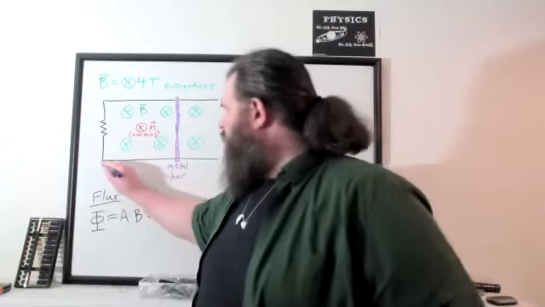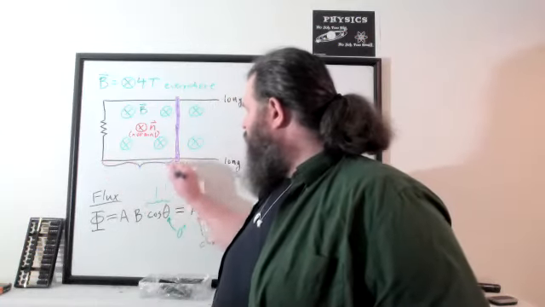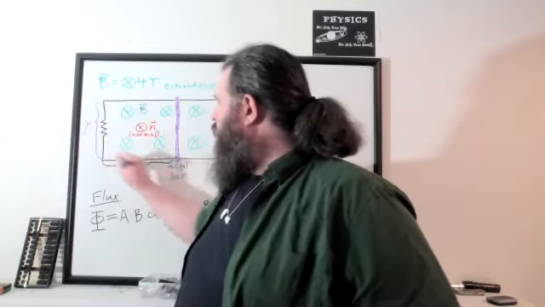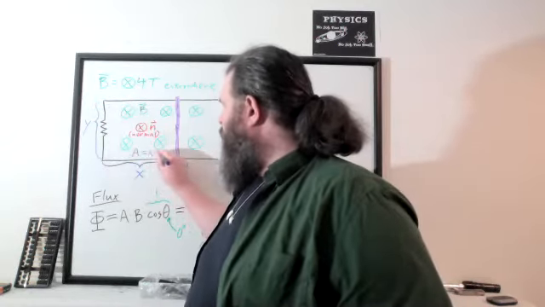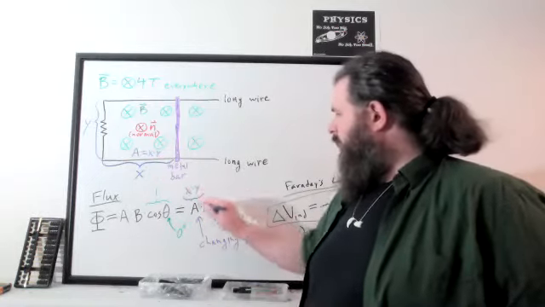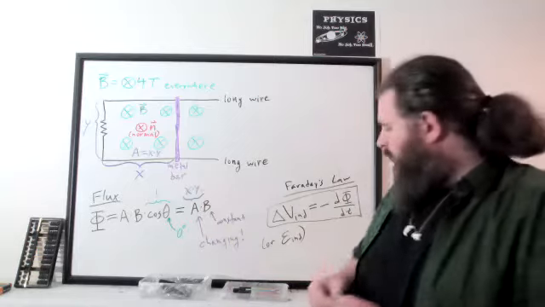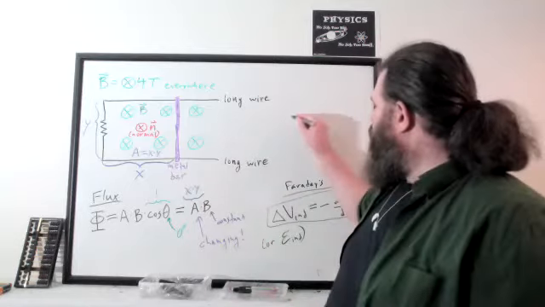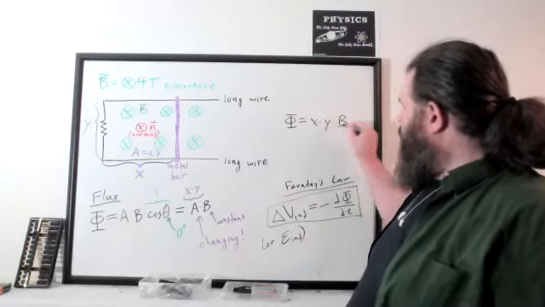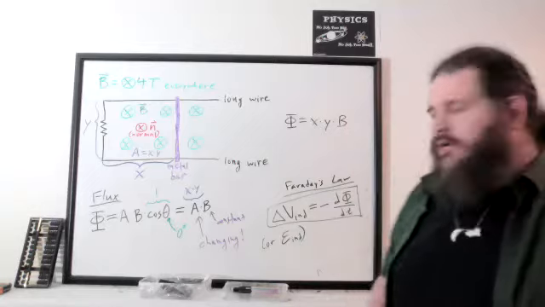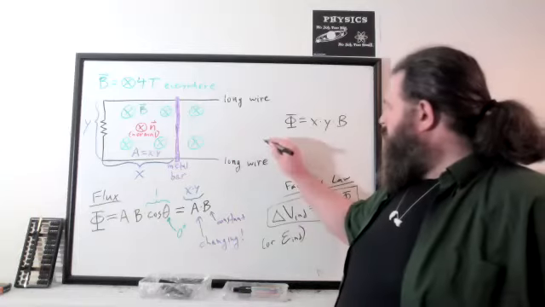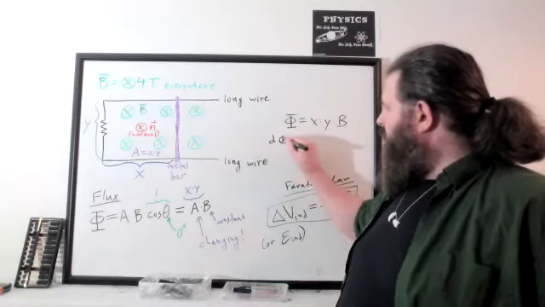Let's call this width x and this height y. So that means the area would just be x times y. So this area can be expanded into x times y. And we find that the flux is just going to be x times y times magnetic field. And if we want to know the rate of change in flux, we can just take the derivative of that. d flux over dt.